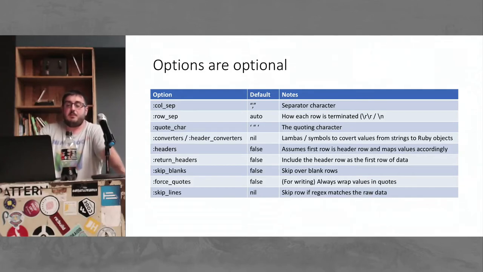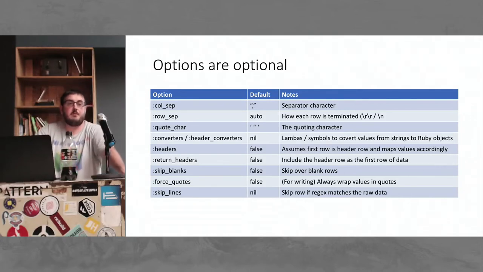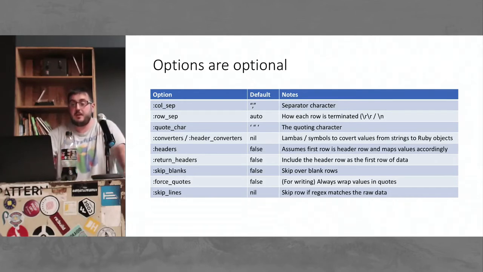You can override the quote separator. The standard is pretty much double quotes. However, you can change whatever quotes you want. Converters are pretty powerful. I'll get into that a little bit later. Headers allows you to say that row one is a header row. Treat it as such. Don't treat it as actual data. Return headers say there's a header row, but I want row one of the data to also be the headers, because there's your edge case that probably one person on the planet ever needed. I've never had to use that.